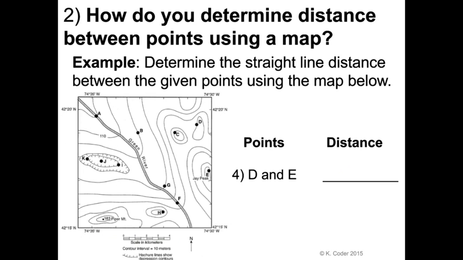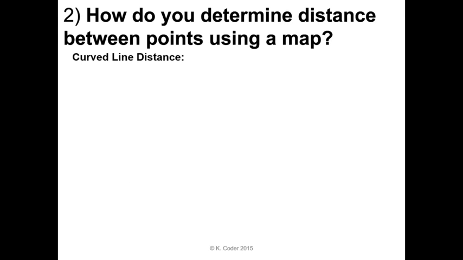Okay, D and E. Now it looks like it's spreading out a little bit more. I'm going to place my paper along the 2 points. I'm going to mark D, mark E, move my paper down to the scale, and I see that it is again at 4 kilometers. So the distance between A and B turned out to be the same distance as D and E, 4 kilometers. So let's look at curved line distance.